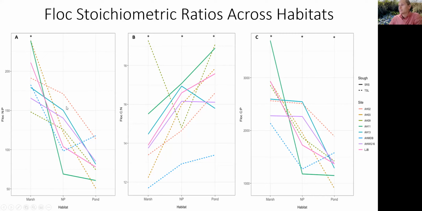So what we're seeing here is a consistent trend of decreasing nitrogen to phosphorus across this habitat gradient, and decreasing C to P across this habitat gradient, which shows a trend in increasing phosphorus from marsh to near pond to pond.